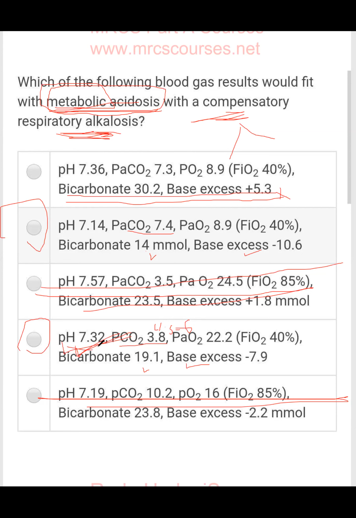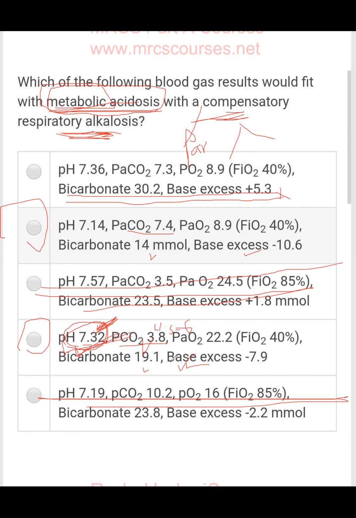Again, why? We have acidosis here. It is not fully compensated. Why? Because we have an abnormal pH, not normal. If fully compensated, you will find this normal and the other values changed. The other values are changed, but this will be normal, but this is not normal. So it is a partial compensation.